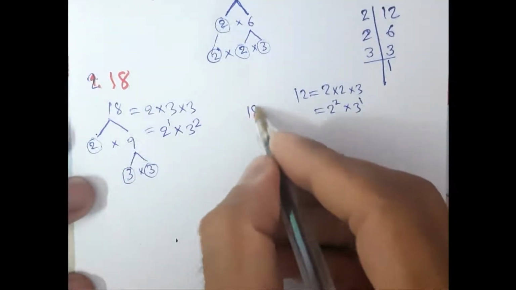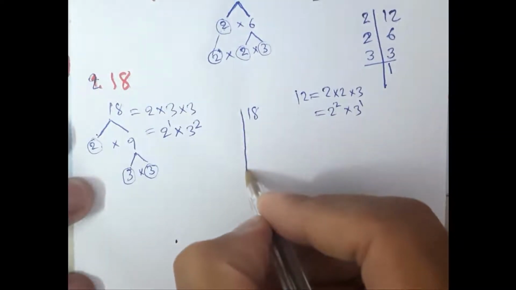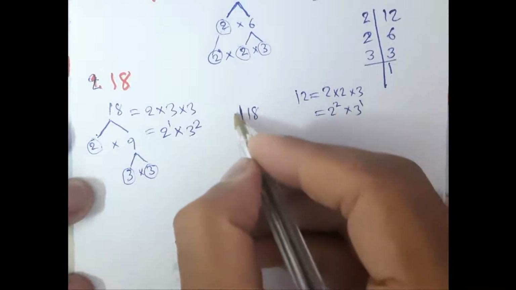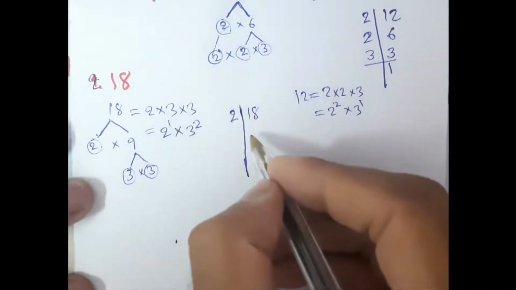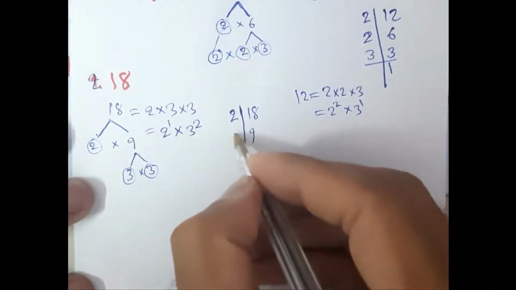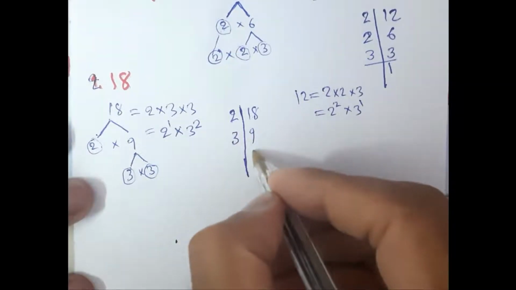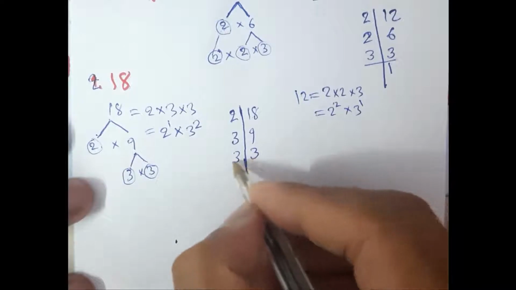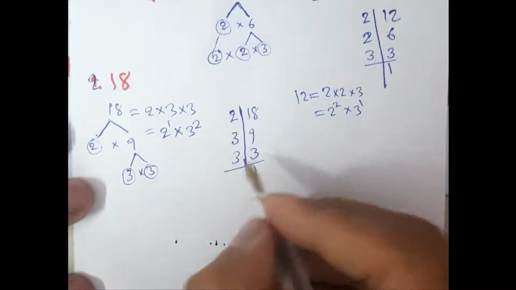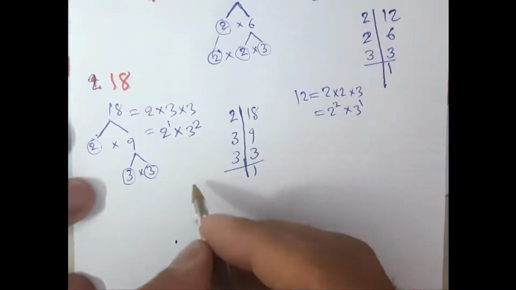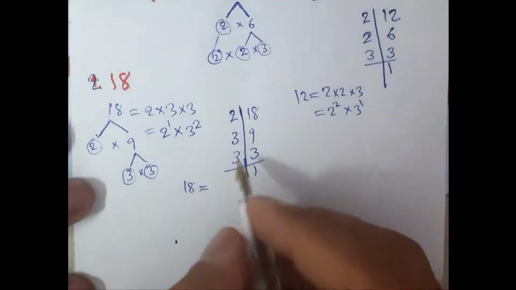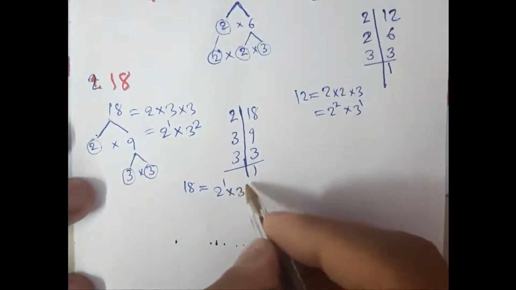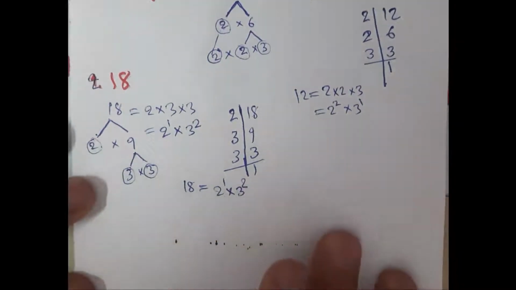Also 18 can be decomposed like this. 18 divided by 2 is 9. 9 divided by 3 is 3, 3 divided by 3 is 1. Here 18 is equal to 2 to the power 1 times 3 to the power 2.